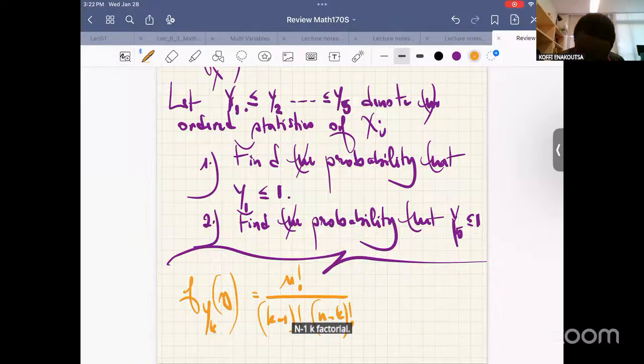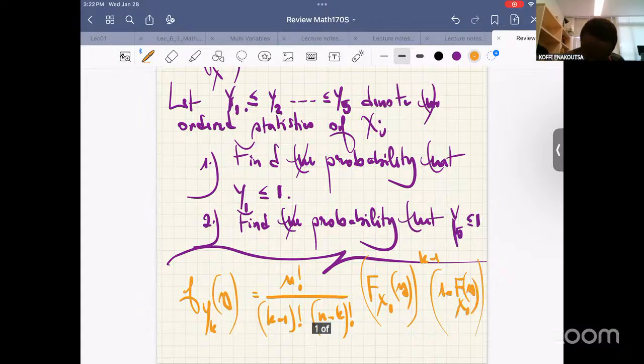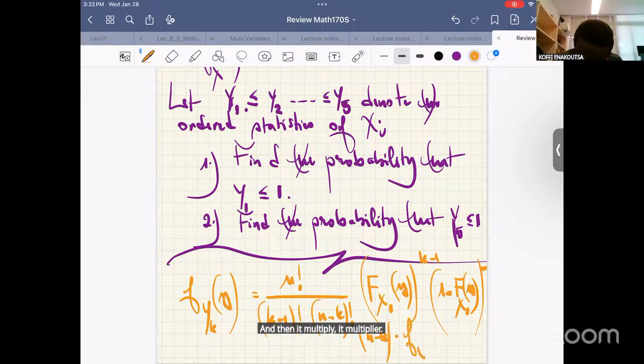It's just because I'm working with this (k minus 1) factorial like this, (n minus k) factorial. Then f_{X1}(y) raised to the power, I believe, k minus 1. Then you multiply by 1 minus f_{X1}(y), which is raised to the power, what is the power? It's not the y, it's n minus k. So the power here is n minus k. And then it multiplies the density of X1 at y, like this.